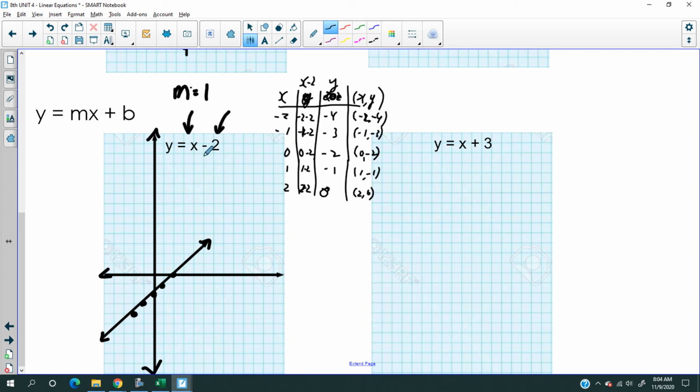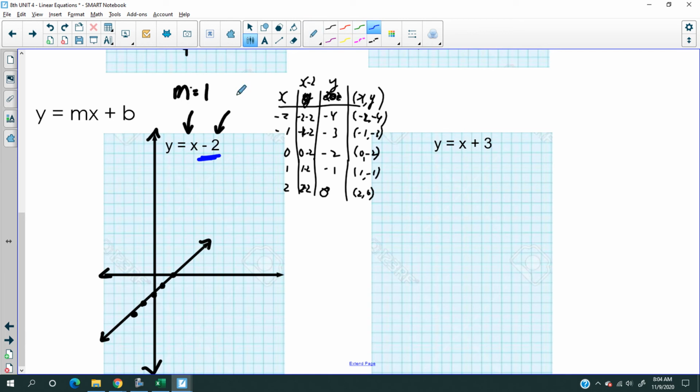You see this -2 here? That's what happened. That -2 says, take that line that was here and drag it a couple of units down. So look at this, it was here, 1, 2. So this has a -2 now.